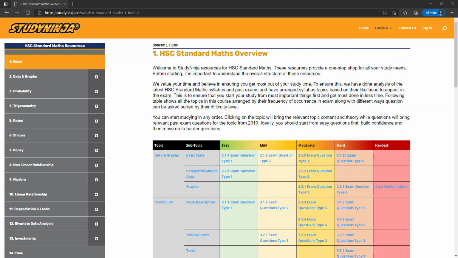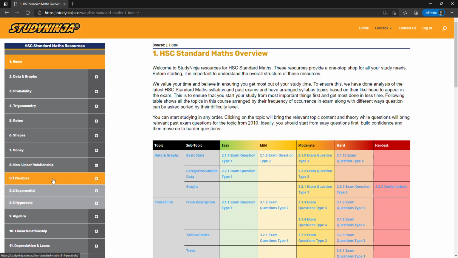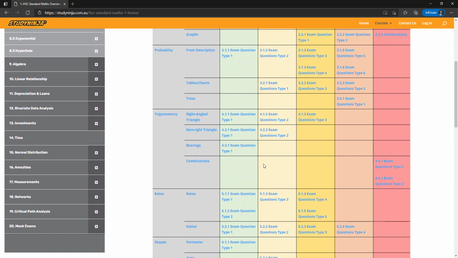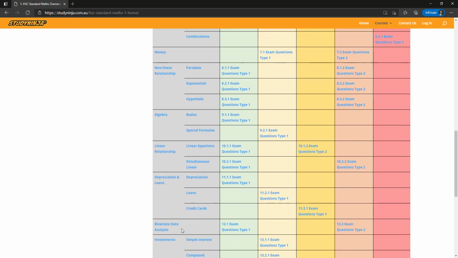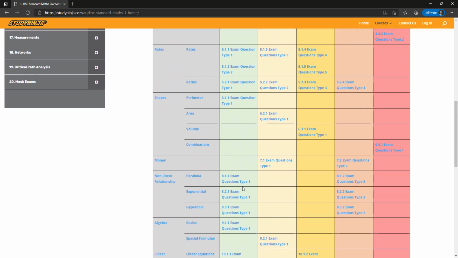Hi everyone, in today's video we'll be looking at the 2020 HSC Standard Maths exam, question number 1. This question came from the topic of nonlinear relationships, and specifically it came from the parabola. So going on our study matrix, go to nonlinear relationships, and this is one of the easier questions. So let's open this.